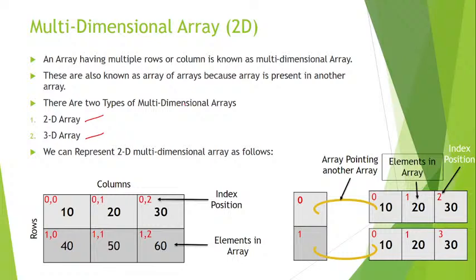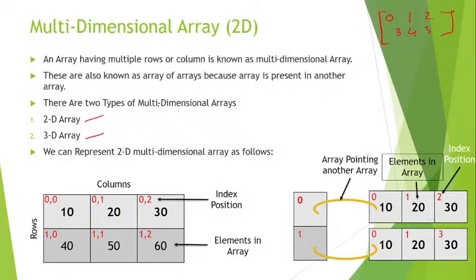So consider you have a requirement where you want to store data in the form of tables, just like rows and columns. If you want to store values in this format, then you simply have to use the two-dimensional array. It may be a 2D or it may be a 3D. So an array having rows and columns is known as a multi-dimensional array.